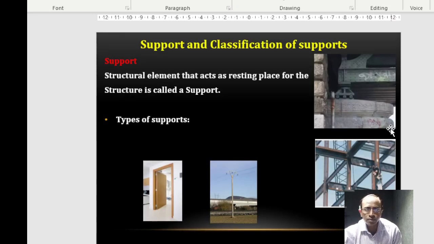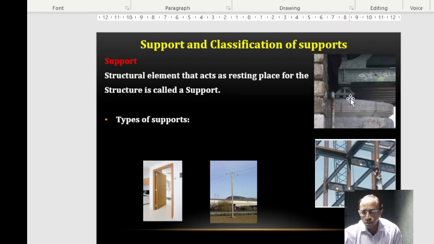Then we are discussing the classification based on the supports. Let's see what a support is first of all. It is also a structural element. Just as the beam is a structural member, the support is also a structural element. But its function is that it is a resting place for the beam. So the structural element that acts as a resting place for a structure, or a beam, or any structure for that matter, is called a support. In our case, the support is a resting place for the beam, right? Now we might have seen this kind of support somewhere.